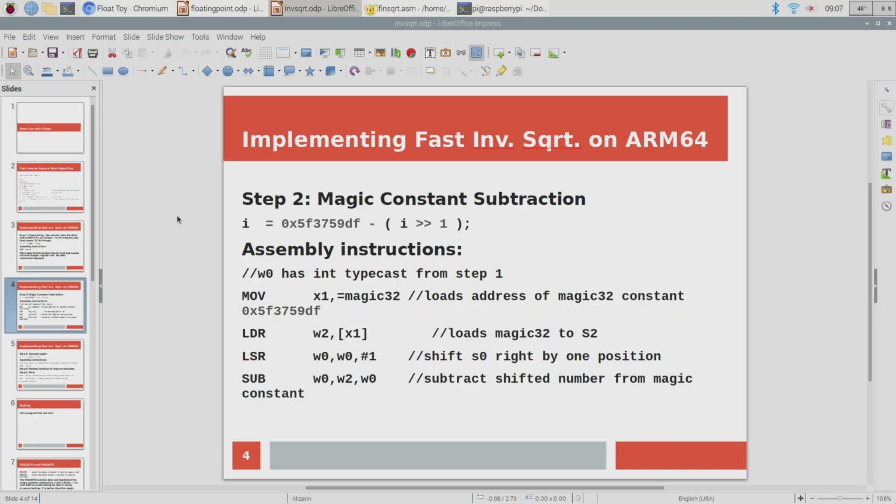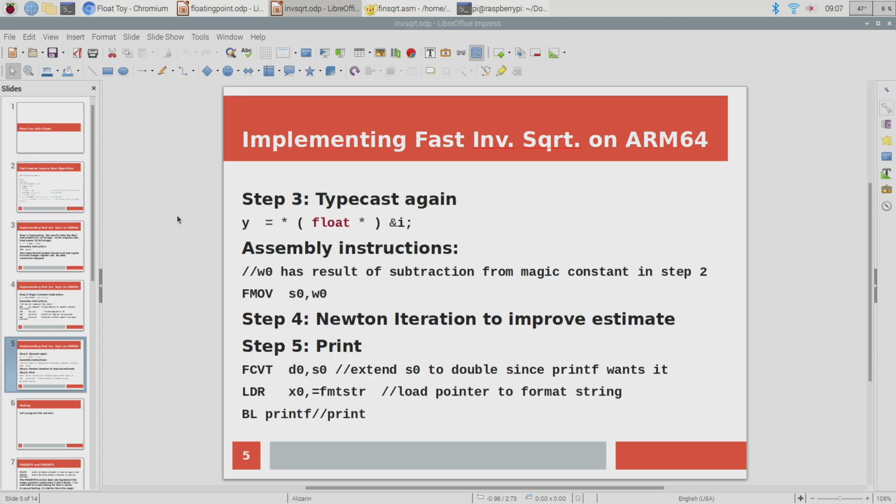And then what's the last instruction that we need to do? Convert it back. Well, if I can FMOV from S0 to W0, can I go the other direction? Sure. Again, no data conversions happening here. It's just moving bits from one place to another. Okay, and that's it. So that would be the initial estimate step.